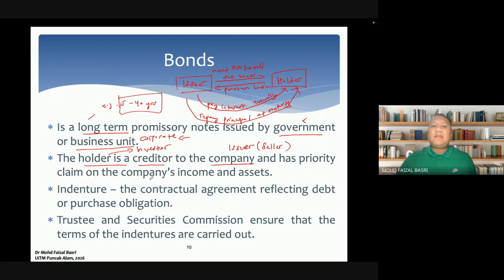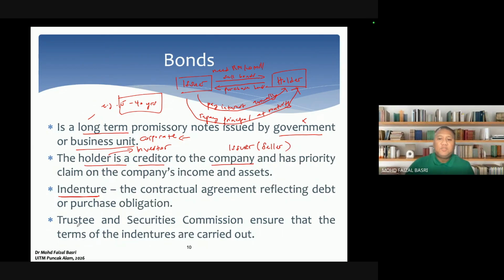So we have a contract. The contract is called the indenture. The indenture is a contractual agreement, and everything will be specified in the indenture, in the contract. And who's going to look after the contract? Or who will make sure the issuer observes the obligations in the contract?